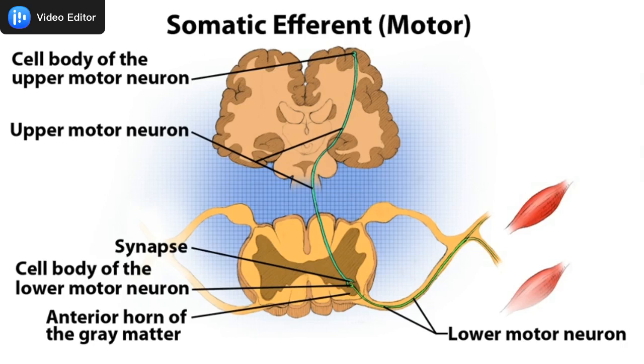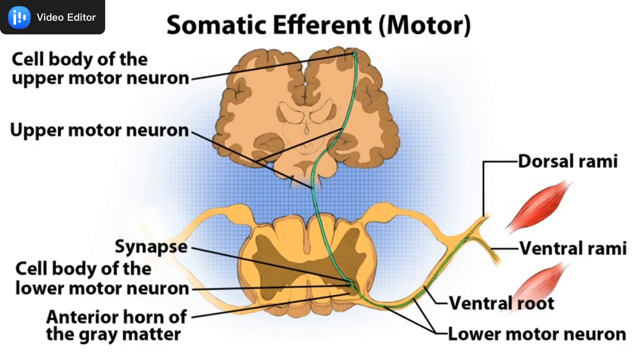The axons of the lower motor neurons leave the spinal cord via ventral roots, travel through the spinal nerves, and then run in the ventral and dorsal rami to reach their target muscles. The preganglionic axons of visceral efferent neurons also leave the spinal cord via the ventral roots, and will be discussed in a moment. Somatic nerves are made up of the axons of pseudounipolar neurons.